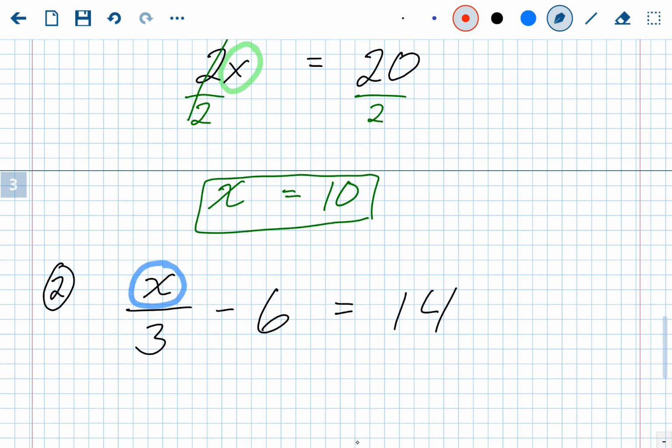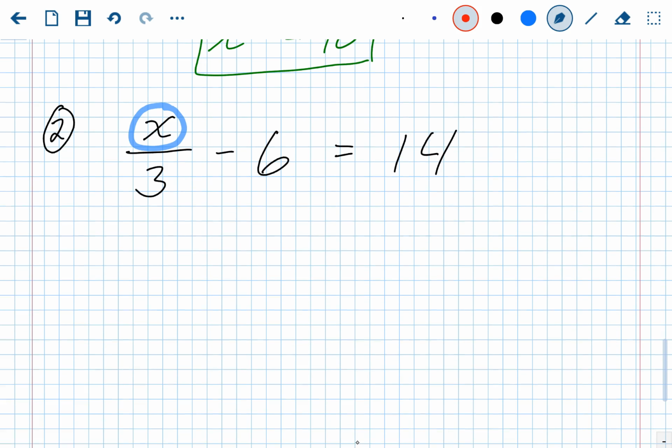First thing up is we're going to get rid of this minus 6. Okay, that one's easy to get rid of. To get rid of a minus 6, you add 6. Okay. We did it to the left side. We have to do it to the right side. Okay. Cross it out because minus 6 plus 6 is 0. On the right side, 14 plus 6 is 20. And on the left side, you still have x over 3.